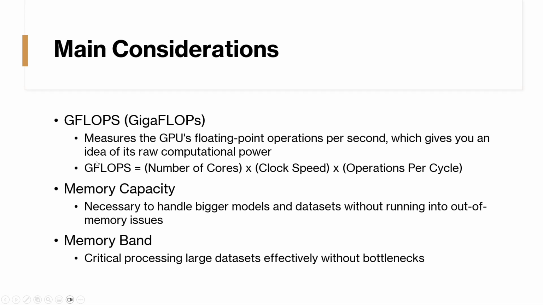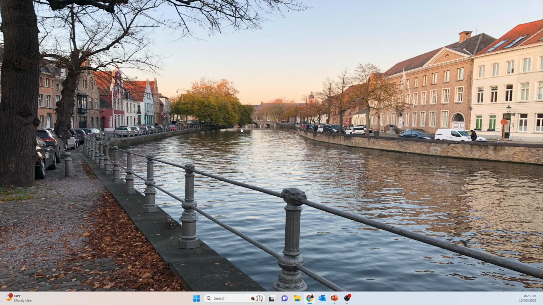And another thing I was talking about earlier, gigaflops is number of cores, clock speed, and operations per cycle. So this one metric gives us a lot of visibility into several important things that the GPU has to offer. So yeah, let's go ahead and get into it. Let's go ahead and pull up the spreadsheet.